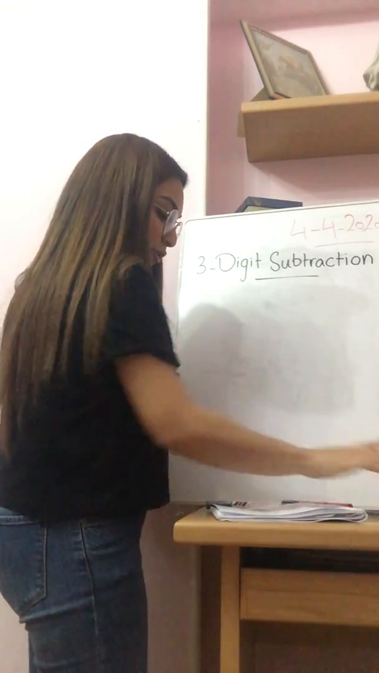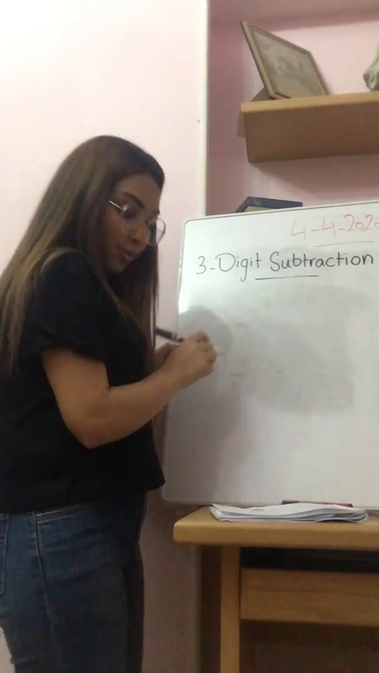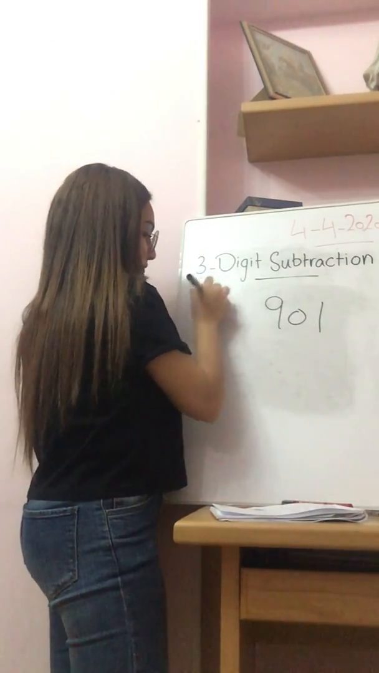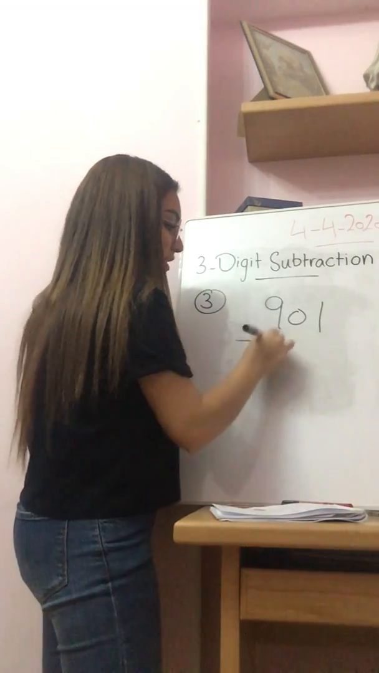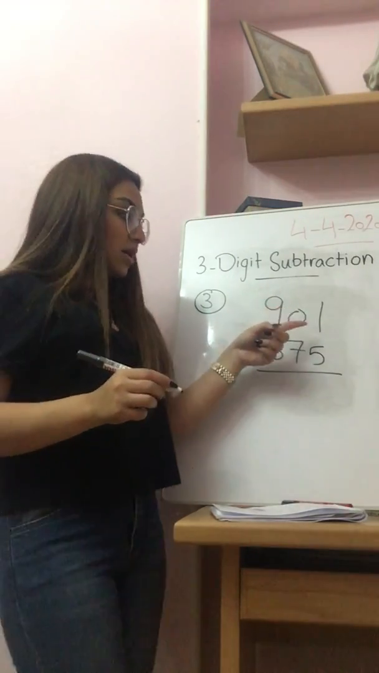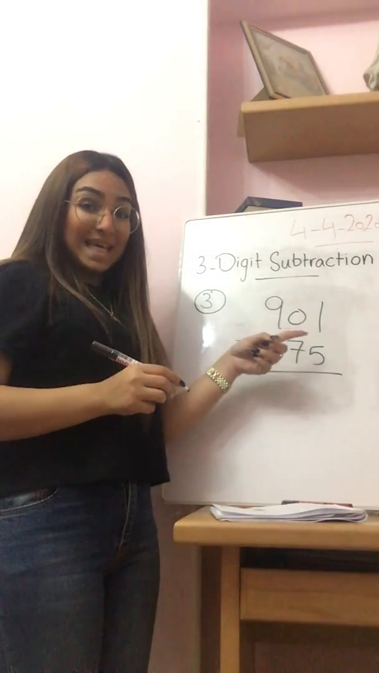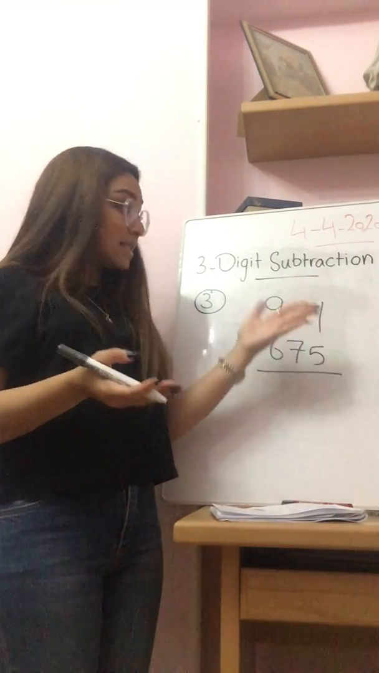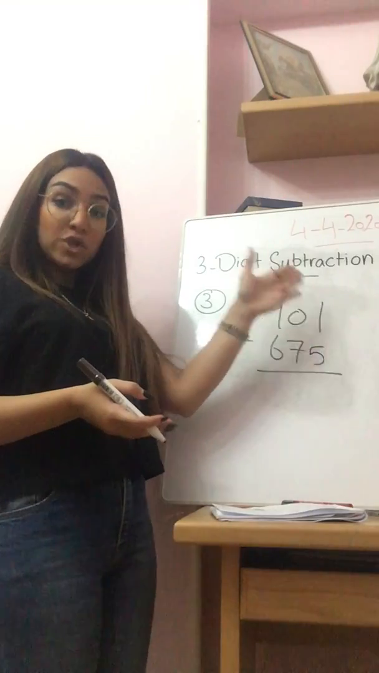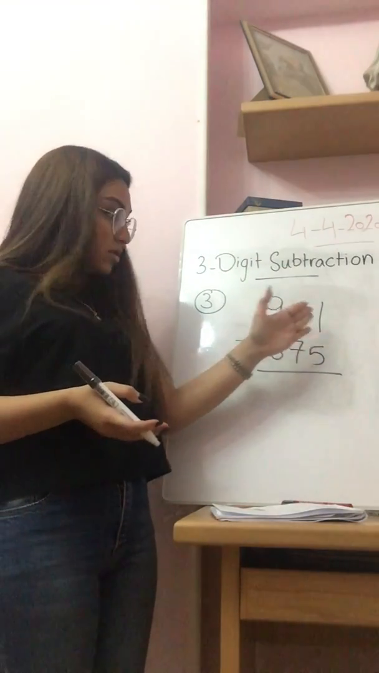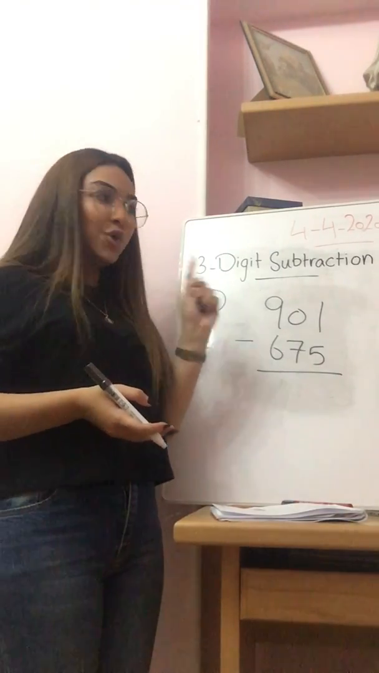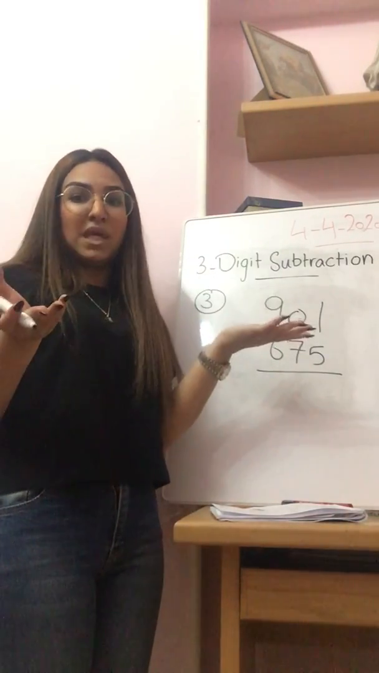Let's see another one that has a 0. 901 minus 675. I want you to pay attention, please. 1 minus 5. We said before that we cannot subtract the 1 minus 5 because the 1 is smaller than the 5. So we are going to borrow from the number next to me, 0. Can we take anything from the 0? No, we cannot, because the 0 has nothing to give me.